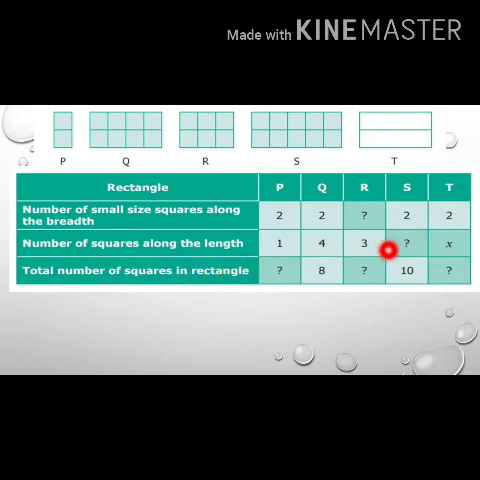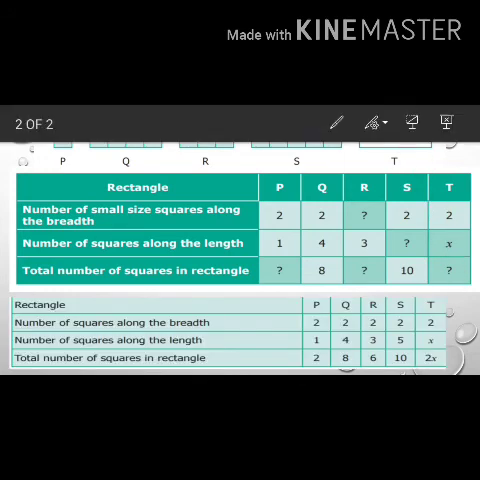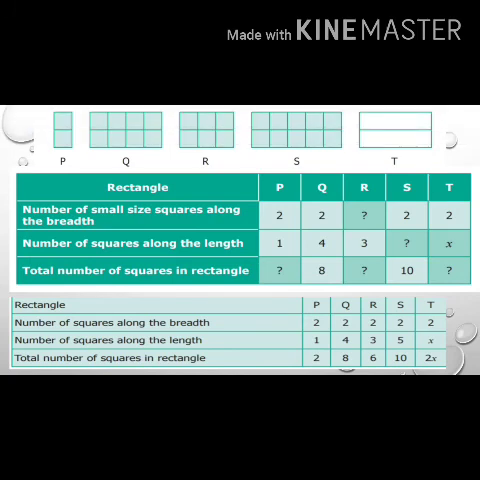Number of squares along the length is given as X. You have to find the total number of squares in the rectangle. Here X is an unknown variable because here no square blocks are there. So the length value is given as X. There are no square blocks in T. So X, here one X. So X plus X is 2X. Let's check. Total number of squares in the rectangle is what? 2X. X plus X is 2X.